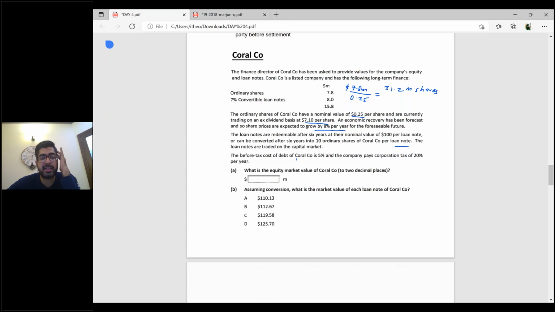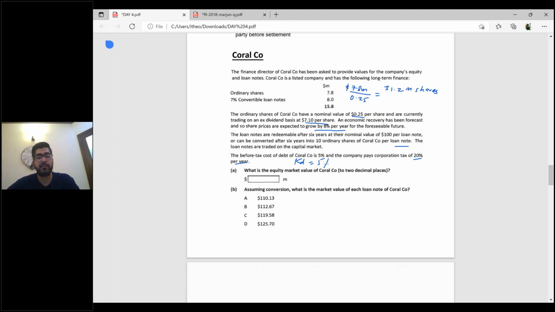Before tax cost of debt, Kd, is 5%, and the tax rate is 20%. Okay, this is the information. Coral has ordinary shares 7.8 million, convertible loan notes 8 million, ordinary shares of par value 0.25, I got the number of shares 31.2 million, trading at 7.1 per share. They will grow at 8% per year. Loan notes are redeemable after 6 years at 100, and they can be converted also into 10 shares. And the cost of debt is 5%, tax at 20%.